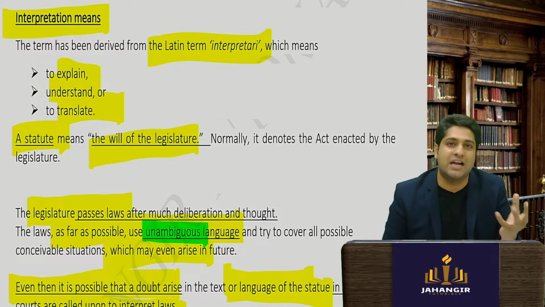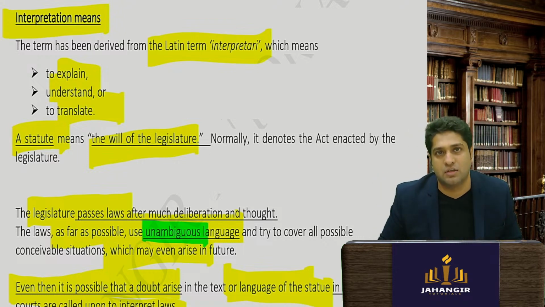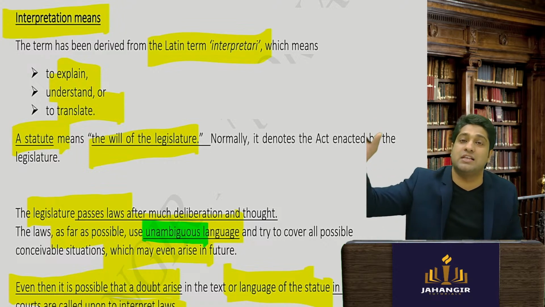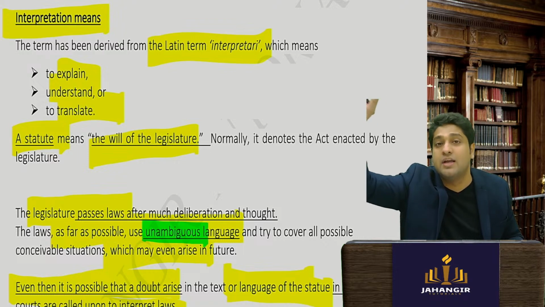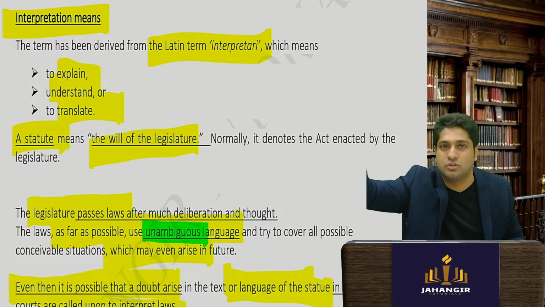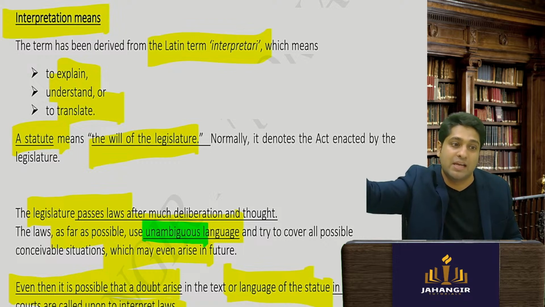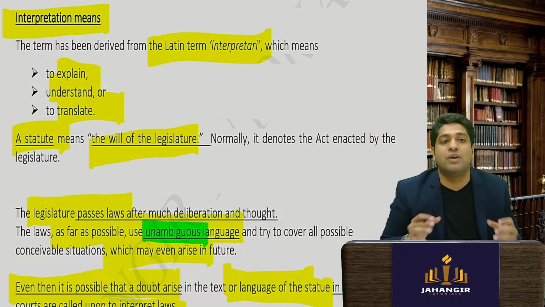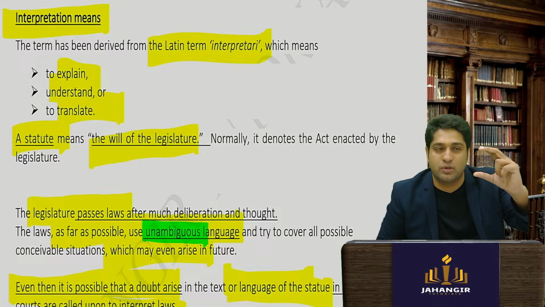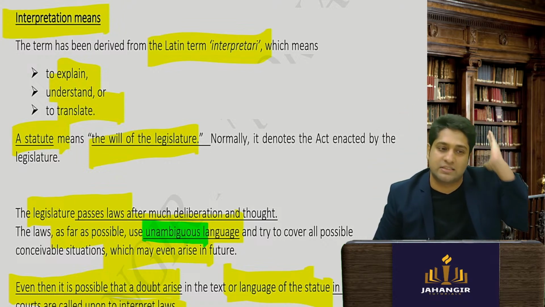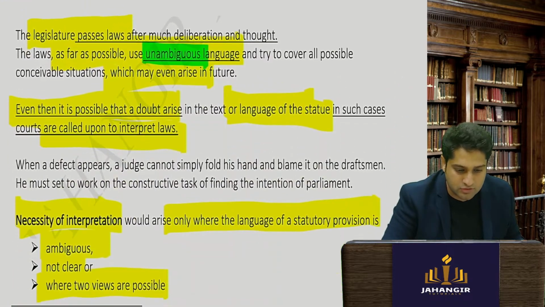Simple. And a statute is the will of the legislature. A statute is an act; the legislature means the parliament, where the laws are legislated, where the laws are made. So the will of the legislature, the will of the people, of the parliamentarians, whoever is sitting, becomes the statute. So whenever there is a statute in which we have a doubt, we will apply IOS, interpretation of statutes.